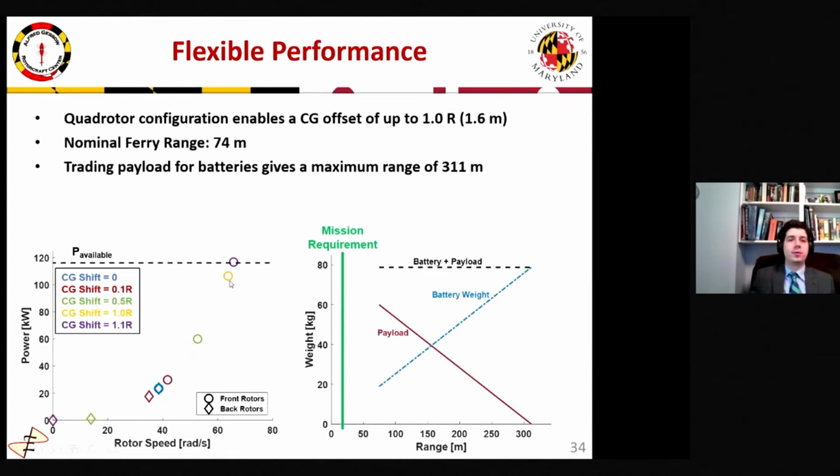We find that 1 full rotor radius of CG offset is the power limit for the front rotors. And so if the pilot seat is replaced with some cargo, Ellico can accommodate large imbalances. And if we assume Ellico flies at the minimum required flight speed of 1 foot per second, Ellico boasts a ferry range of 74 meters per second with the mission payload. And this already well exceeds the mission requirement. But as we trade off payload for battery weight, this range can be extended to 311 meters.